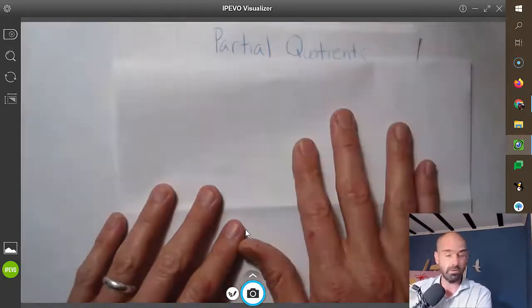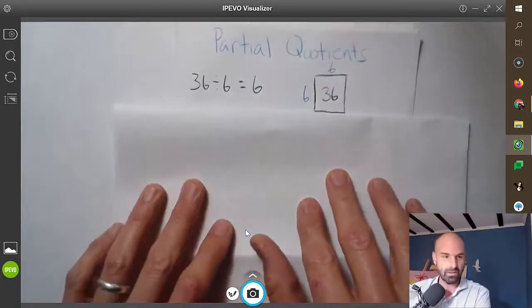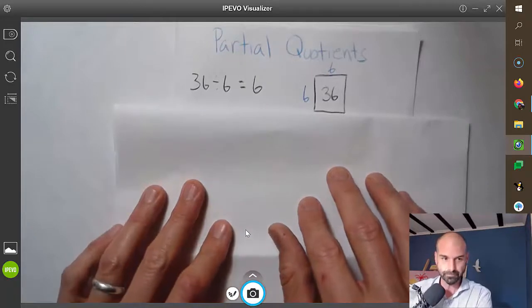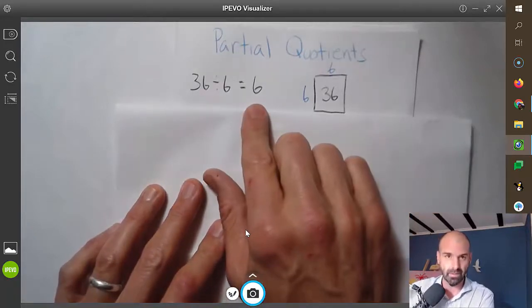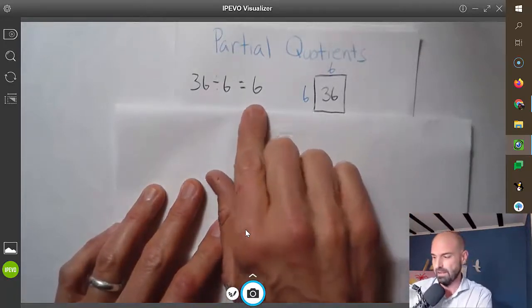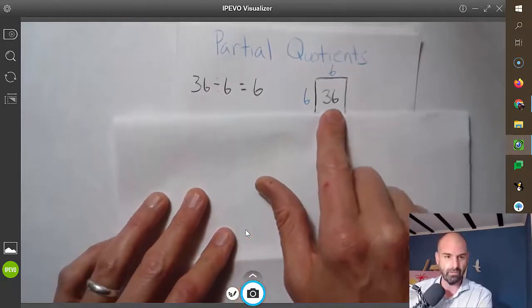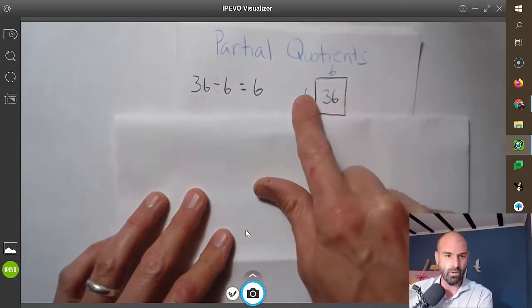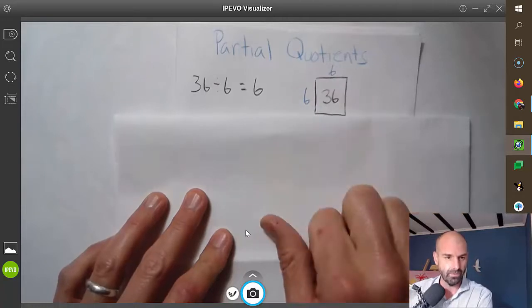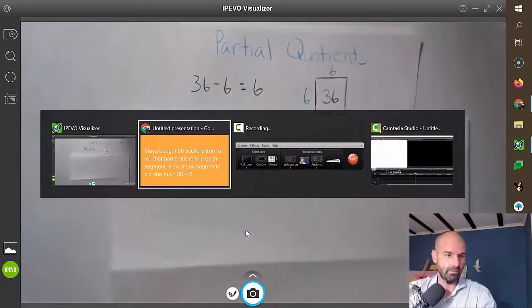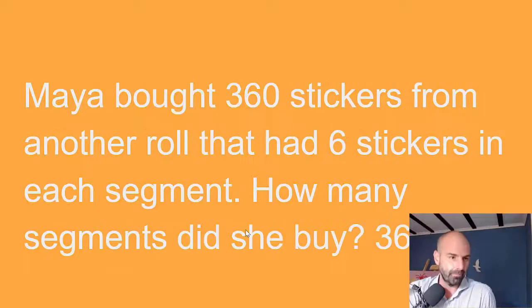Here's our partial quotients. That first problem was 36 divided by 6. You may have just known it was 6 based on math facts and math fluency. If you wanted to draw it out, you could. We have this area of 36. We know one side is 6. That means the other side is going to be 6. All righty. Let's look at the second problem.